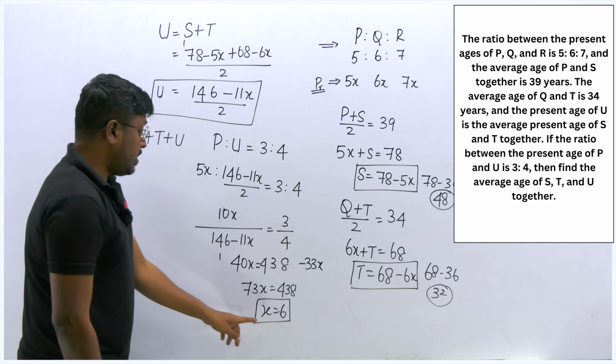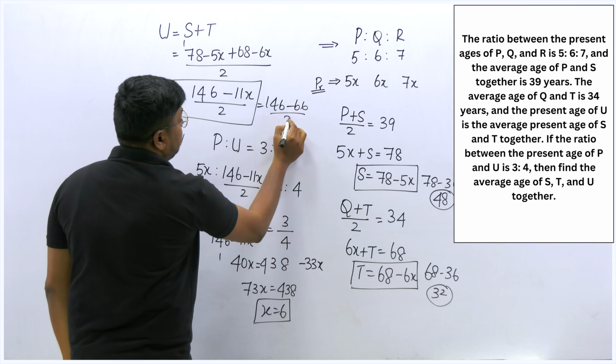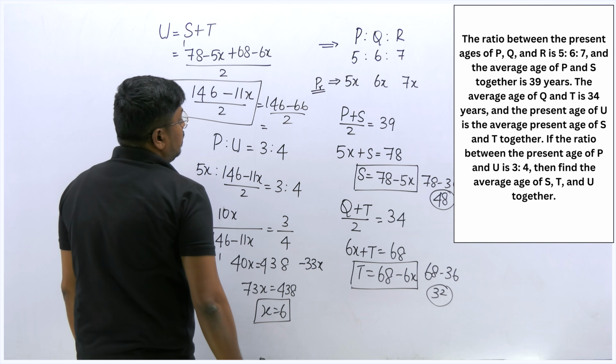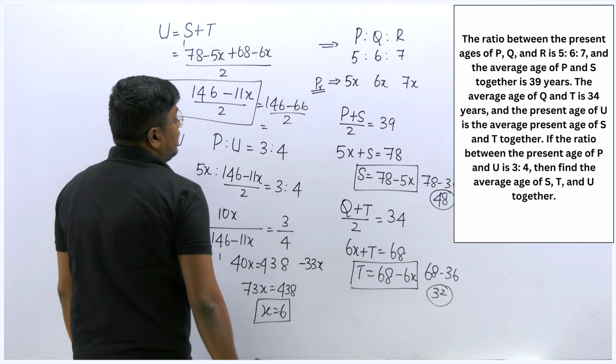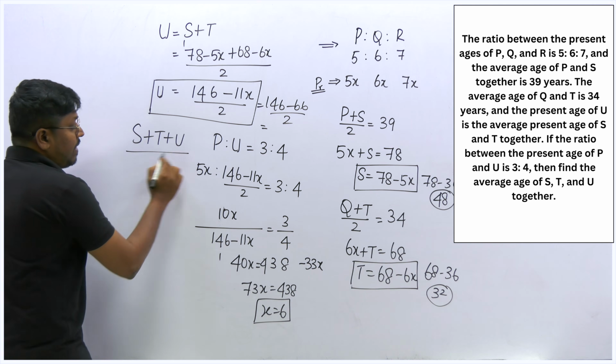And what about U? Substitute 6. This will be 146 minus 66 divided by 2. So this will be another 66, and we have to add all the 3, right? So we have to add all the 3 and we have to divide by 2.